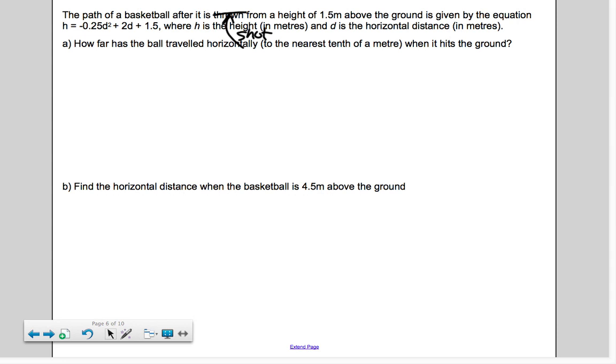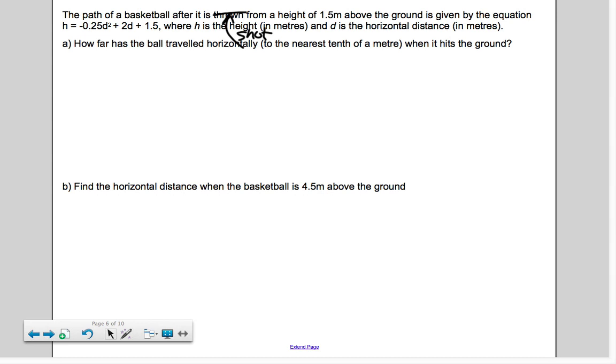But most of the time when we shoot a basketball, the path of a basketball shot from a height of 1.5 meters above the ground is given by this equation: h is equal to negative 0.25 d squared plus 2d plus 1.5. So this is the equation that models the path of your basketball. Similar to when you were doing the marbles, you came up with your own equation to model the path of your falling marble. So here's the equation that models the path of this ball that's being shot, where h is the height in meters and d is the horizontal distance in meters.